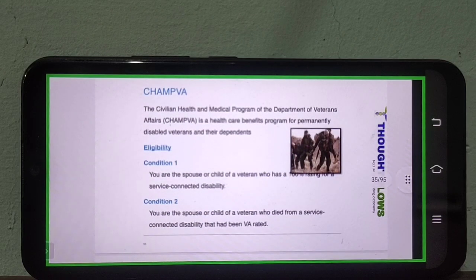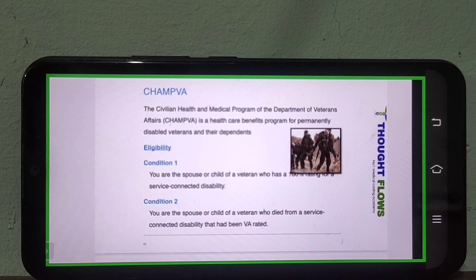CHAMPVA means Civilian Health and Medical Program of the Department of Veterans Affairs. Guys, abbreviations are very, very important. So this is the full form of CHAMPVA. This insurance program will cover veterans. Veterans are army men, soldiers. Veterans means soldiers.